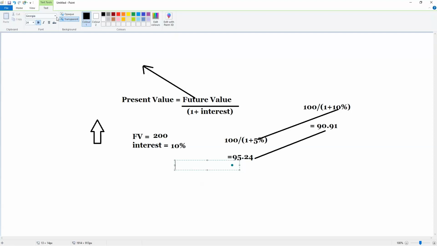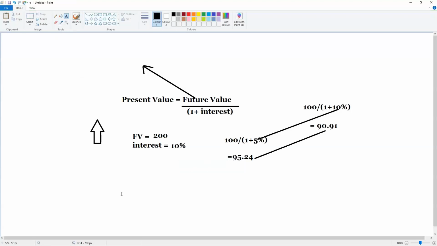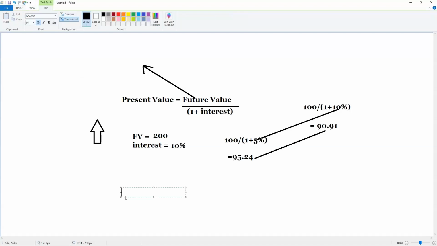Exactly. So Mia has got it. She says, if we've got 200 divided by 1 plus 10%, that's going to equal 181.82.